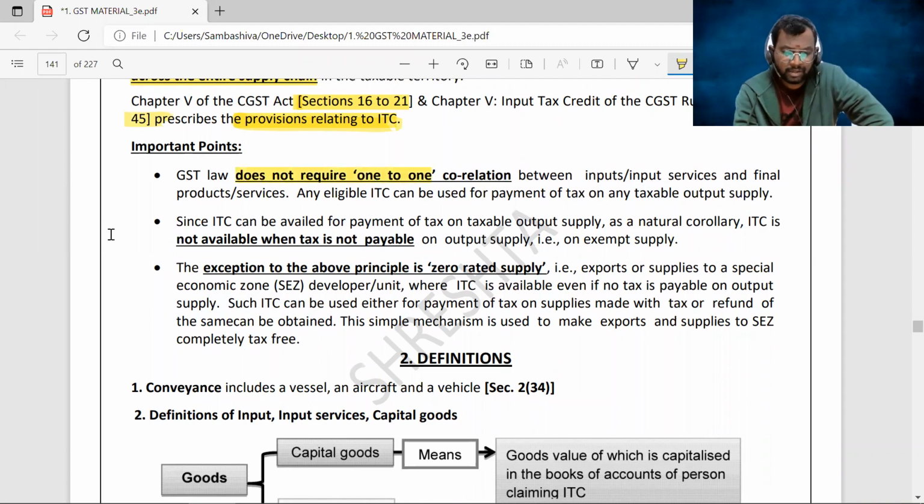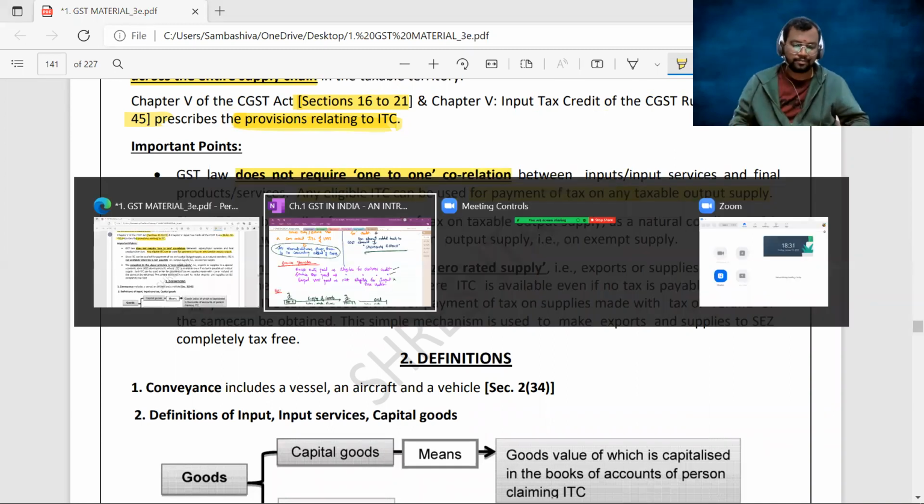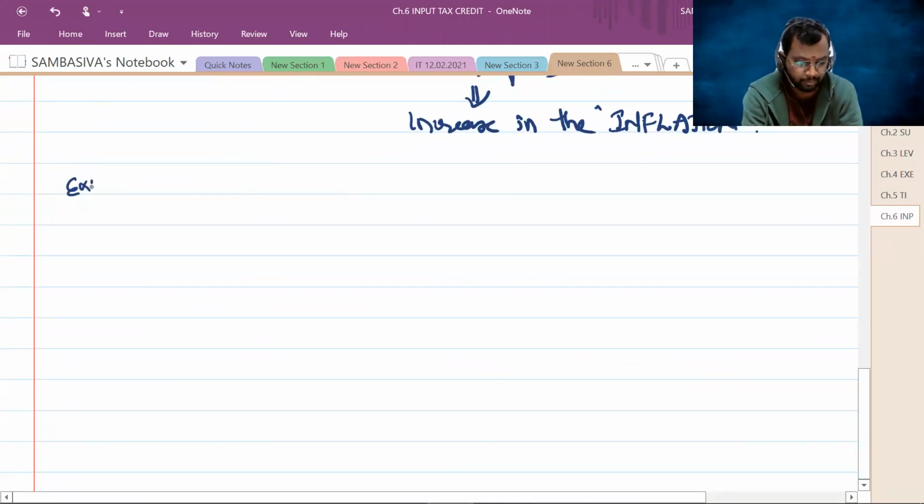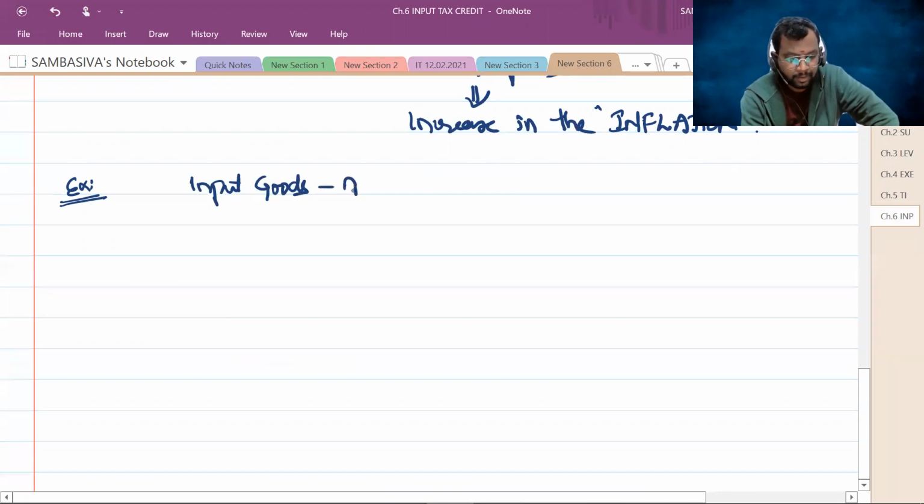GST law does not require one-to-one correlation between the input services, input goods, and final product or services. So any eligible input tax credit can be used for the payment of tax of any taxable output supply. So that means, let us assume that, let me tell you with the help of an example. Sir, we have purchased input goods A for the manufacturing of finished goods A.